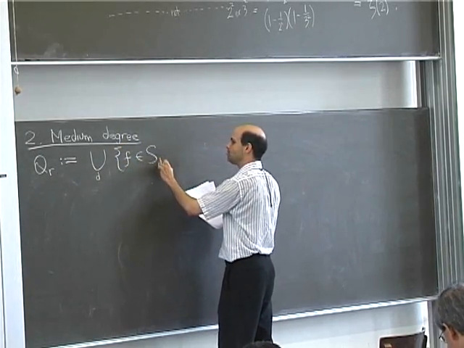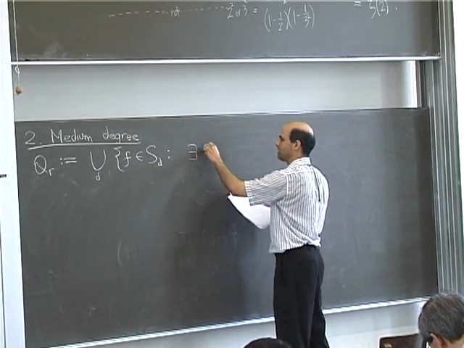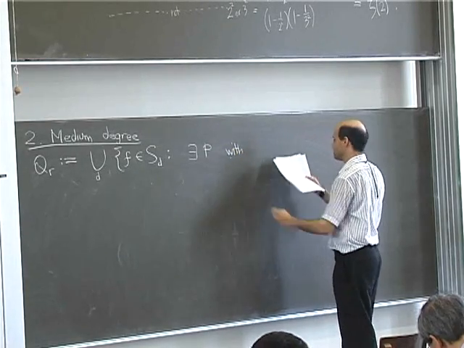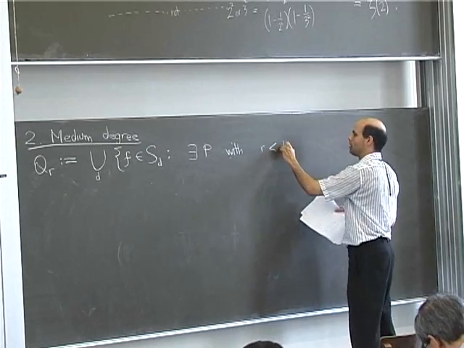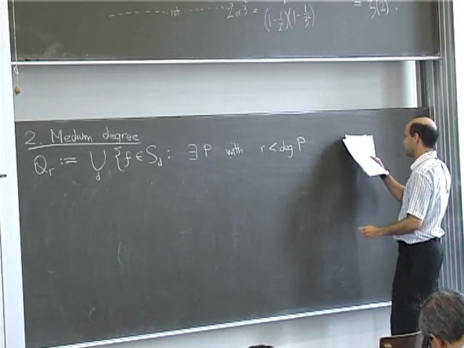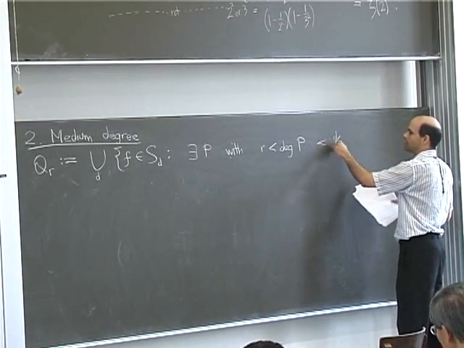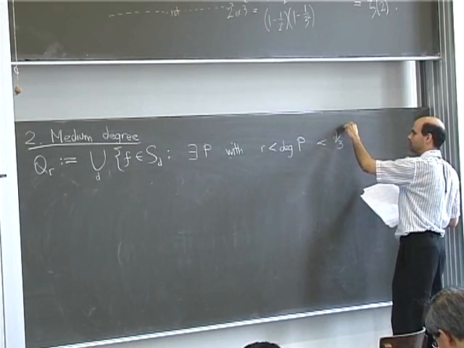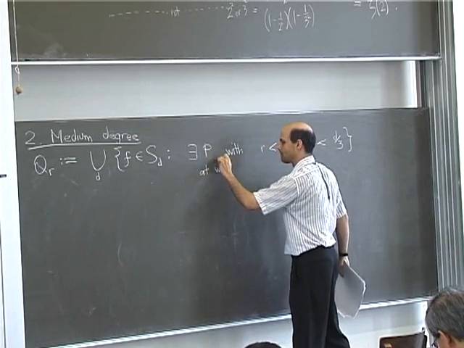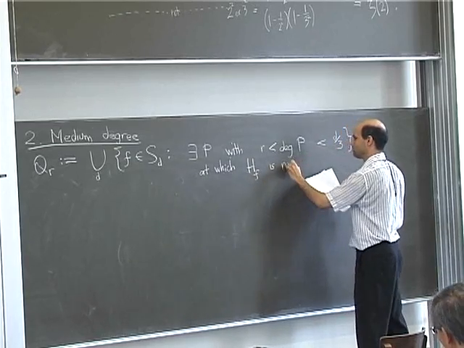I want to throw out any polynomial such that it has a singularity at a point of medium degree. And medium degree means, first of all, bigger than the ones I've already considered, namely bigger than R. But also, not too large compared to the degree of the polynomial I'm considering, at which the curve is not smooth.